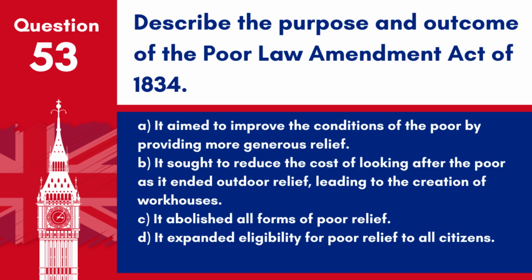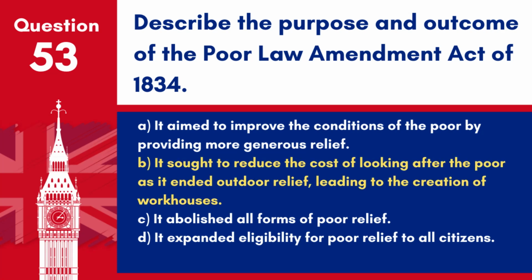Question 53. Describe the purpose and outcome of the Poor Law Amendment Act of 1834. A. It aimed to improve the conditions of the poor by providing more generous relief. B. It sought to reduce the cost of looking after the poor as it ended outdoor relief, leading to the creation of workhouses. C. It abolished all forms of poor relief. D. It expanded eligibility for poor relief to all citizens.